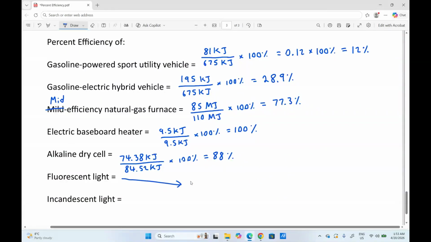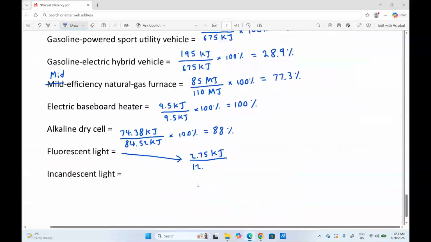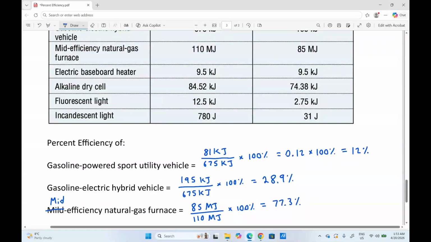Now for my fluorescent light bulb, I'm going to have 2.75 kilojoules divided by a total input of 12.5 kilojoules. So it's always output divided by total input. Then I times that by 100%, and my answer is going to be 22%. So it's 22% efficient.